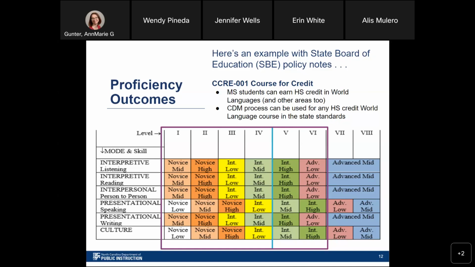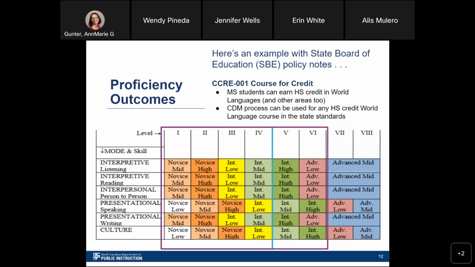Also with the CDM process, we wanted to make sure that was readily available because we often have students coming from either early language learning programs like foreign language in elementary school or dual language immersion programs, as well as other experiences. We have many military connected families in North Carolina. Some of those families have been deployed other places and have been learning in a language other than English.